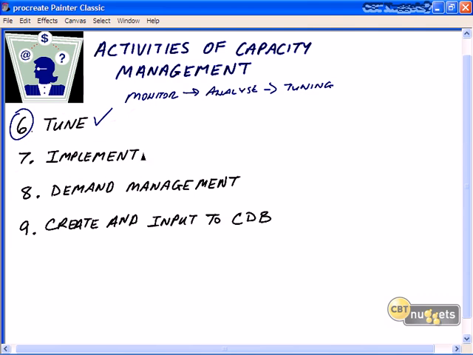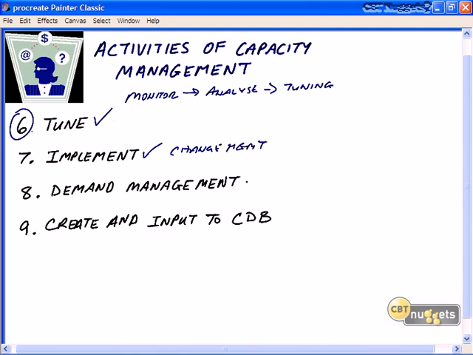Then you have what's called implementation. The objective here is to now introduce that changed or new component or capacity to the environment. Obviously, since we're implementing a change, this is going to involve a synergy with change management, and that makes sense.